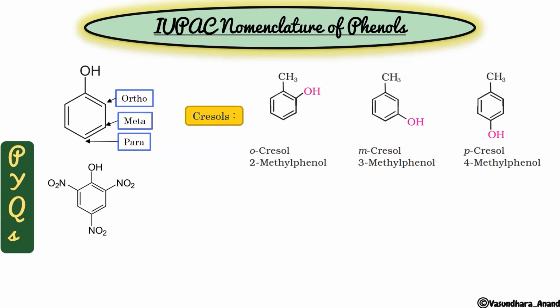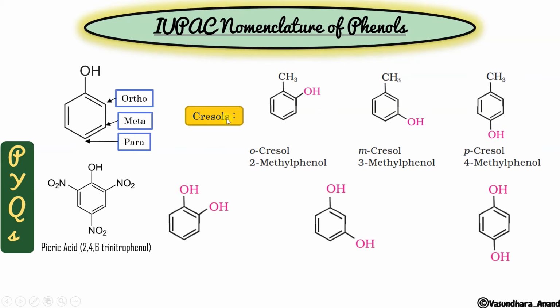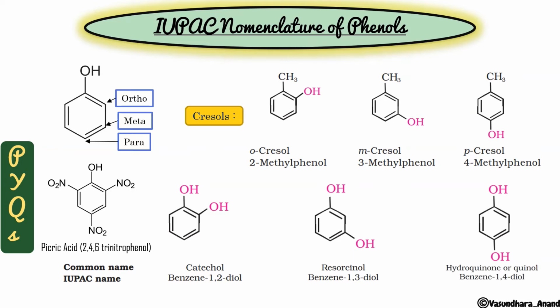You can easily name this, that is 2,4,6-trinitrophenol, and that is commonly called picric acid. I hope you people are very much familiar with this. There is no problem at all in this. Now this one, the common names you have to learn. This is catechol, this is resorcinol, and this is hydroquinone. So the IUPAC names: benzene-1,2-diol, this is 1,3-diol, this is benzene-1,4-diol.